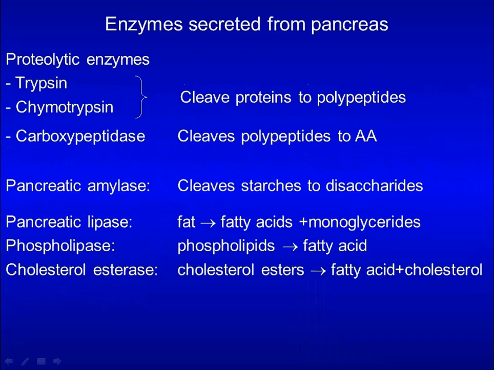The pancreas secretes proteolytic enzymes, such as trypsin and chymotrypsin. They cleave protein to small polypeptides. Carboxypeptidase cleaves polypeptides to amino acids. Pancreatic alpha amylase cleaves starches to disaccharides. Pancreatic lipase, phospholipase, and cholesterol esterase cleave lipids as described in biochemistry. So here's integration with biochemistry.